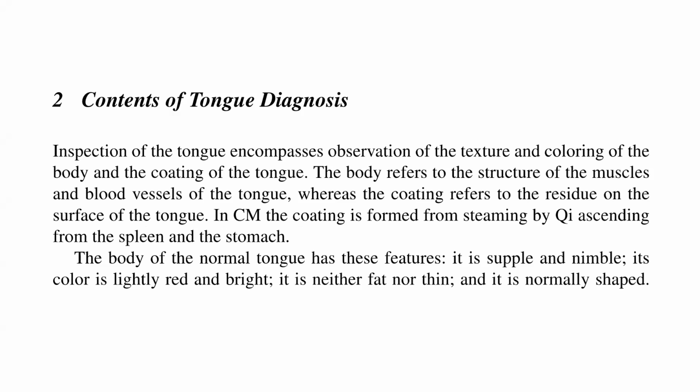The contents of the tongue diagnosis: inspection of the tongue encompasses observation of the texture and coloring of the body and the coating of the tongue. The body refers to the structure of the muscles and blood vessels of the tongue, whereas the coating refers to the residue on the surface of the tongue. In Chinese medicine, the coating is formed from steaming by qi ascending from the spleen and the stomach.